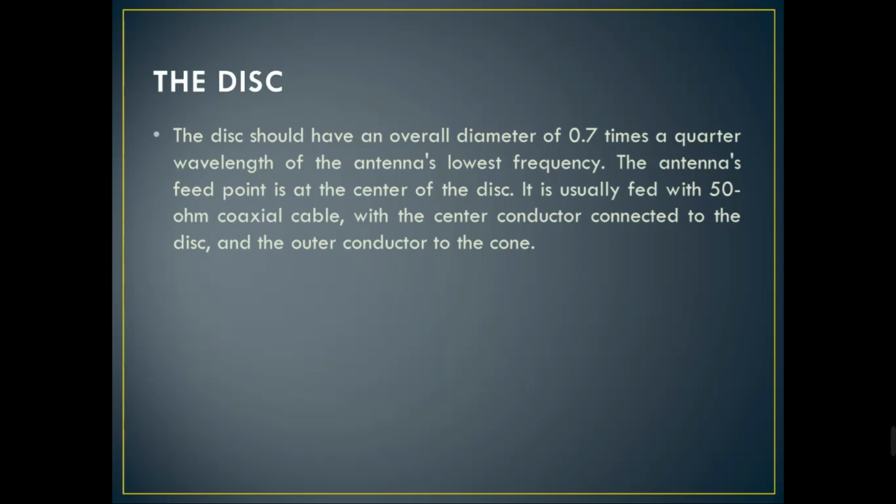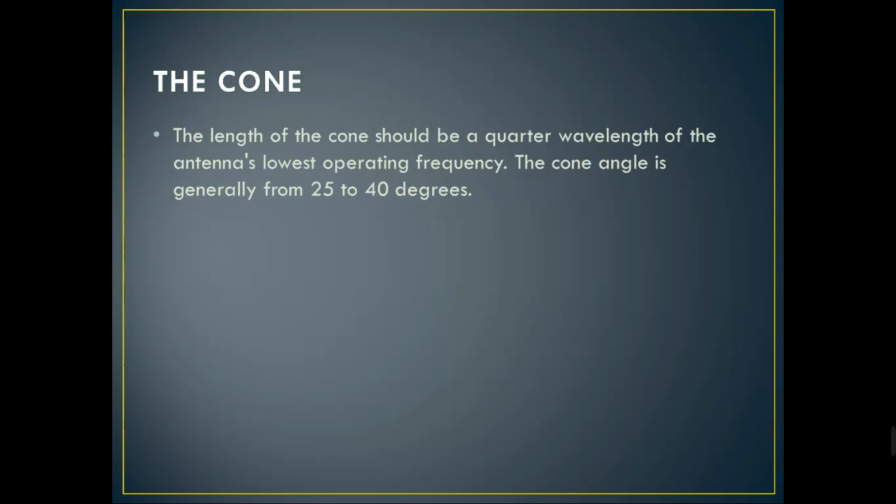It is usually fed with a 50 ohm coaxial cable with the center conductor connected to the disc and the outer conductor to the cone. Next is of course the cone. The length of the cone should be a quarter wavelength of the antenna's lowest operating frequency. The cone angle is generally from 25 to 40 degrees.